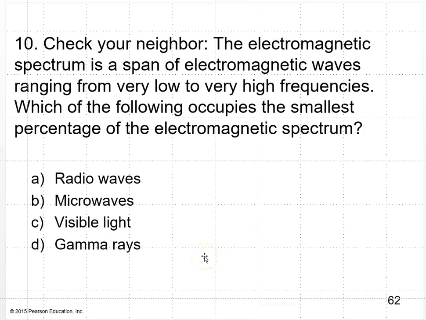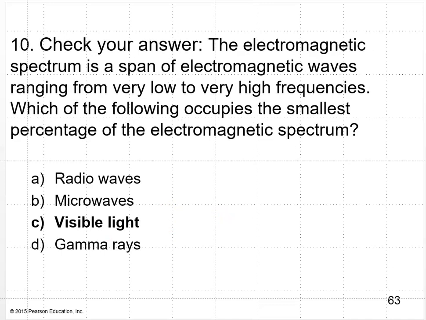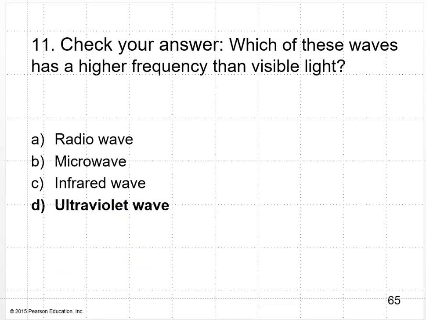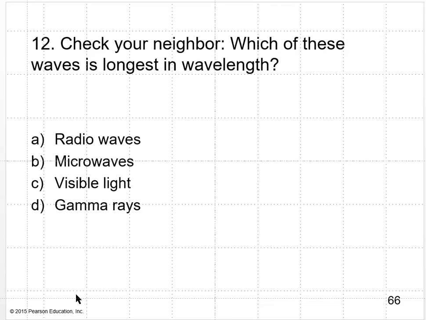The electromagnetic spectrum is the span of electromagnetic waves ranging from very low to very high frequencies. Which of the following occupies the smallest percentage of the electromagnetic spectrum? It is visible light. Which of these waves is a higher frequency than visible light? The only one out there for that is ultraviolet. Also, gamma rays and X-rays would also be higher frequency than visible light. As I said, remember, you can bring anything you handwrite with you to test. So you might want to copy one of those electromagnetic charts into your notes.